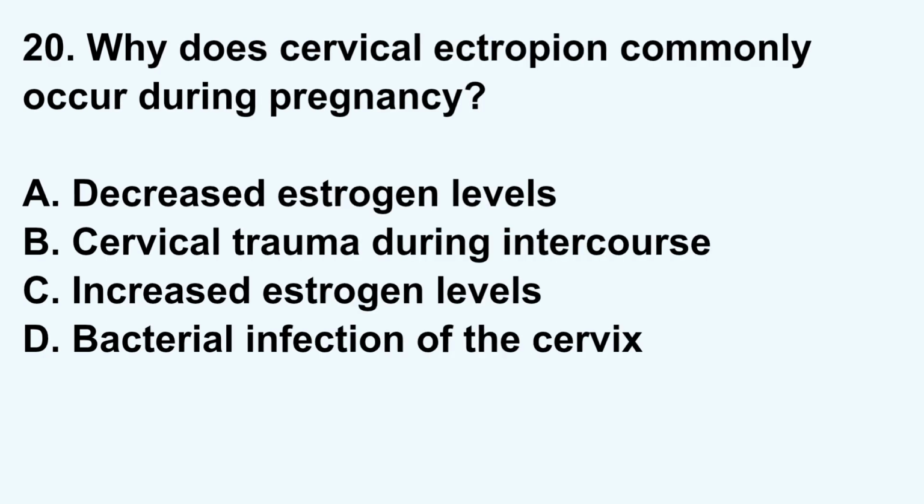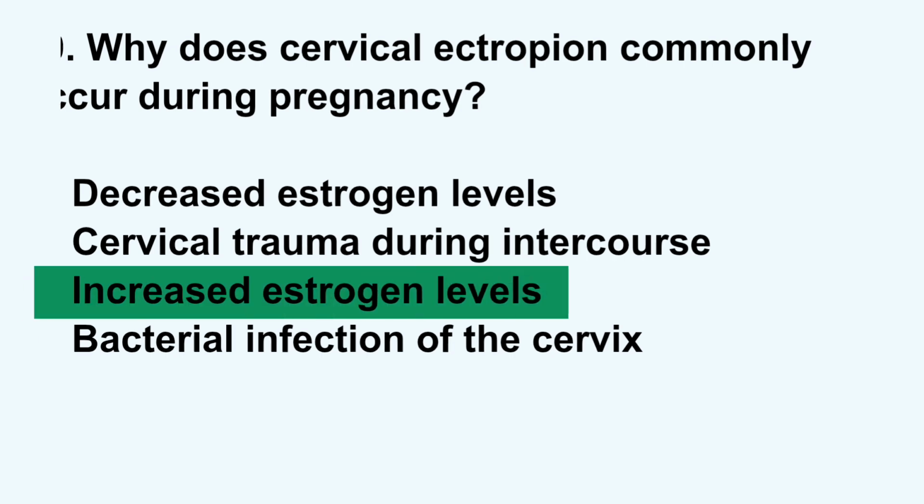Why does cervical ectropion commonly occur during pregnancy? A. Decreased estrogen levels. B. Cervical trauma during intercourse. C. Increased estrogen levels. D. Bacterial infection of the cervix. Correct answer, C. Increased estrogen levels.